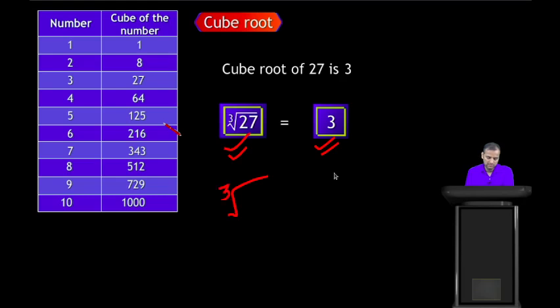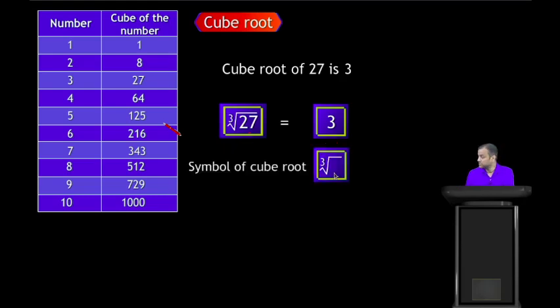What is this called? Yes, can you tell me? How can we describe this statement? Yes, it is written as the cube root of 125 is 5. Okay, students. So this is the symbol of cube root.